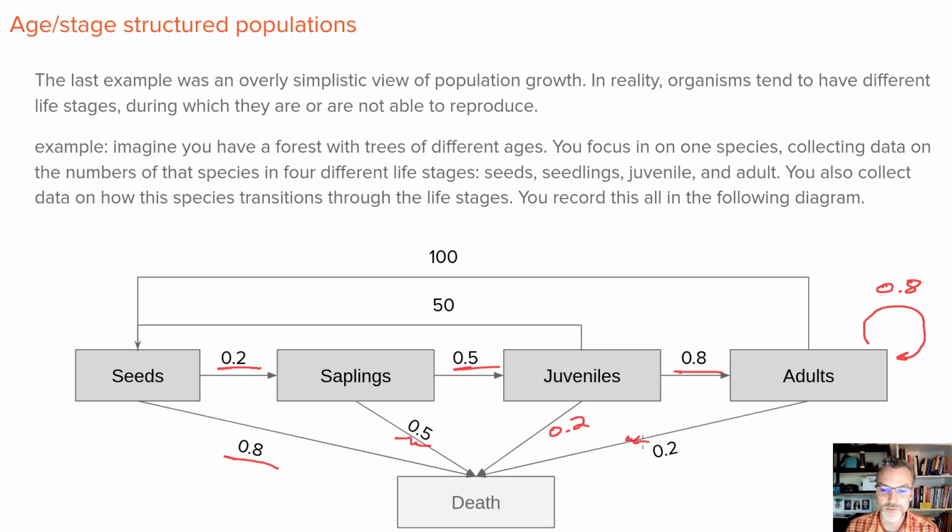Okay. There's two other features of this model. Once we're at the juvenile stage, you notice that each juvenile is expected to produce 50 seeds. So then we have this kind of interaction between these two boxes. Juveniles produce 50 seeds, and those go back here and start cycling through those life stages. Similarly, adults produce 100 seeds each year. So each individual adult produces 100 seeds, and these go back to the start of this life cycle and make their way through the different stage classes.